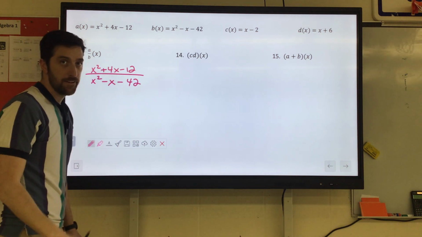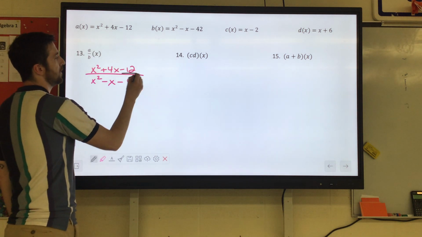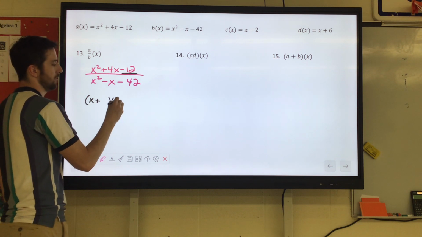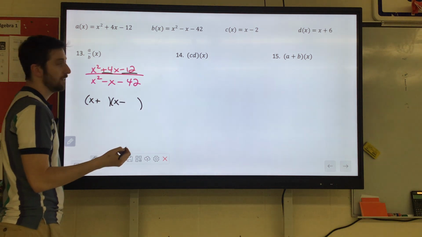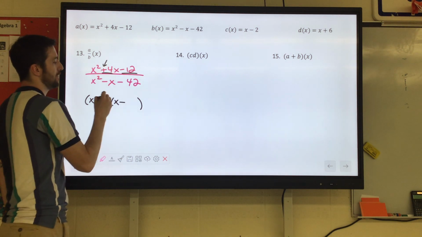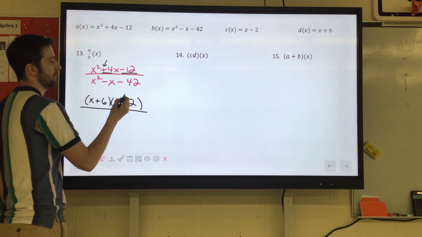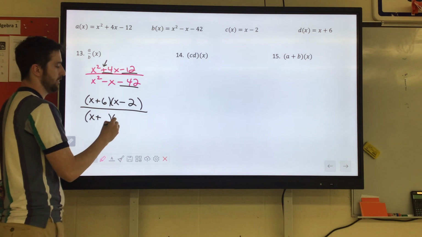Luckily I can factor. If I look at the numerator, it ends in minus, so I know that it has to be a plus and a minus. Factors of 12 that are 4 apart would be 6 and 2. To make them add up to positive 4, it'd have to be plus 6 minus 2. I look at the denominator, it ends in minus. I know that has to be a positive times a negative.